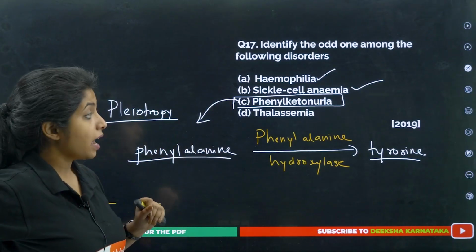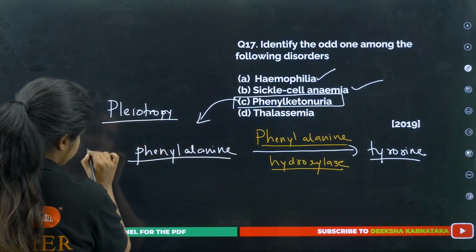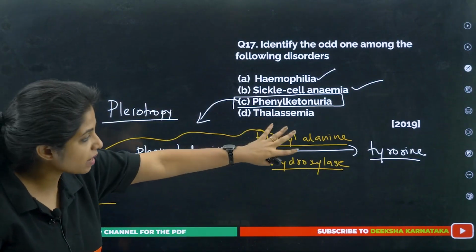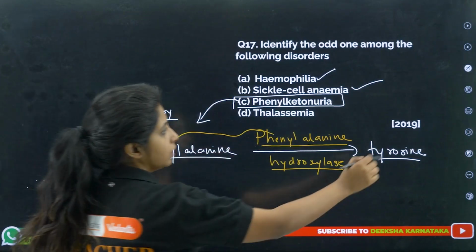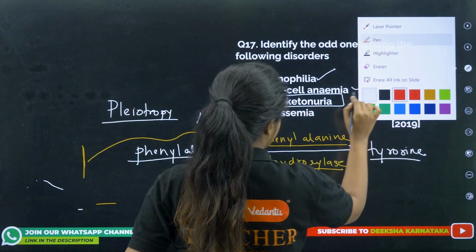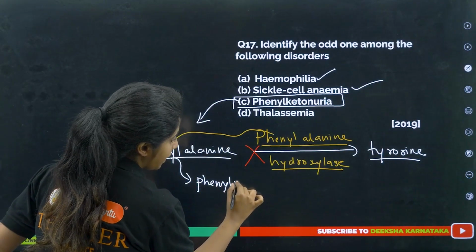Now, I want you to understand that this particular enzyme is coded by one gene. Now, this enzyme is not produced. So, what will happen? Basically, this whole process would not be happening. Instead, this phenylalanine will be converting itself into phenyl pyruvic acid.